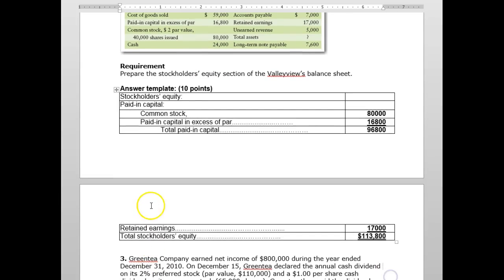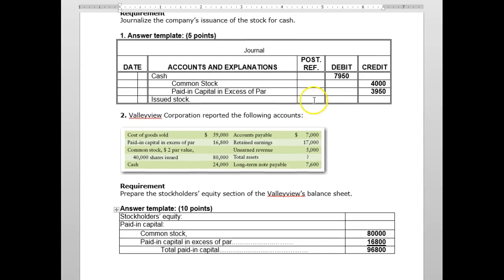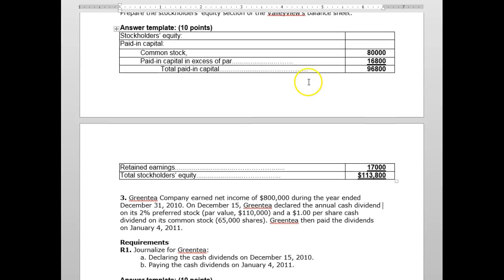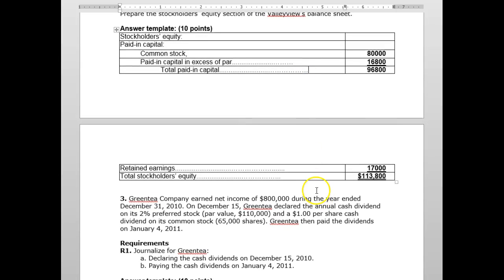Now, I left this $113,800 in for a check number so that we could add $96,800 and $17,000 and know that we had the right number. So now we know how to record, and we know how to report equity.